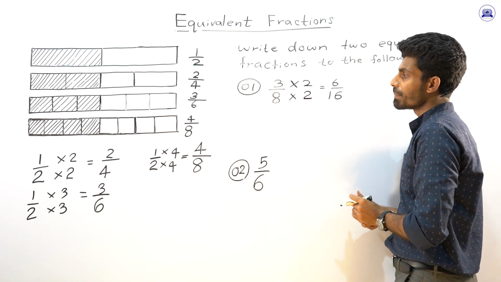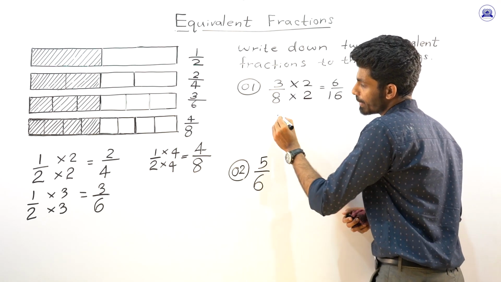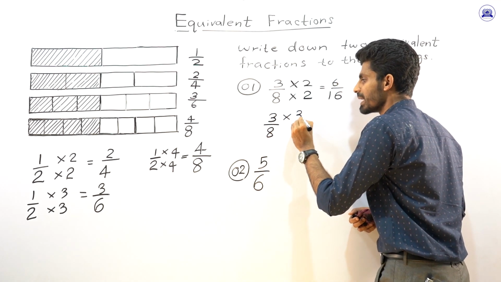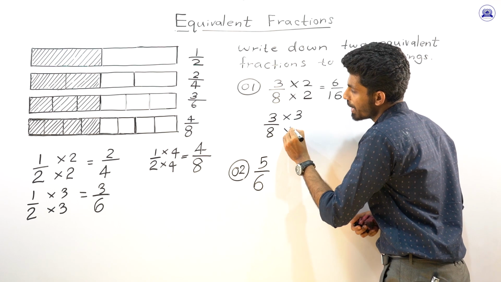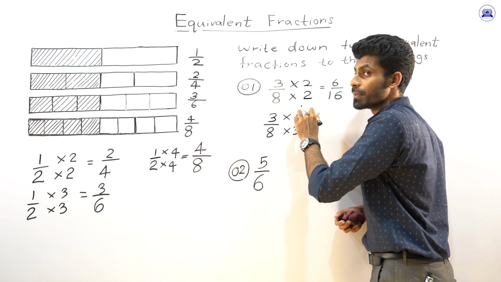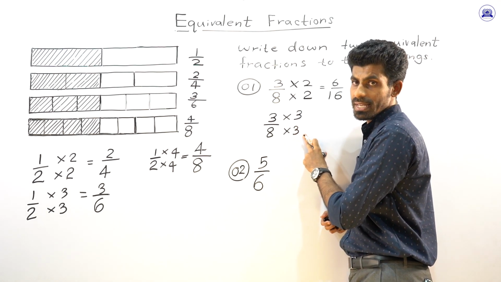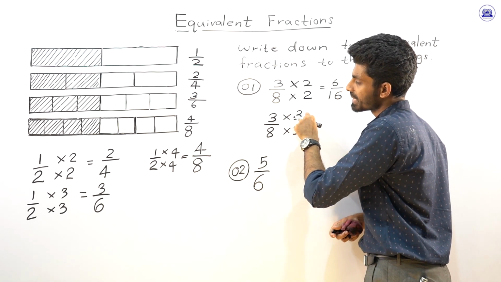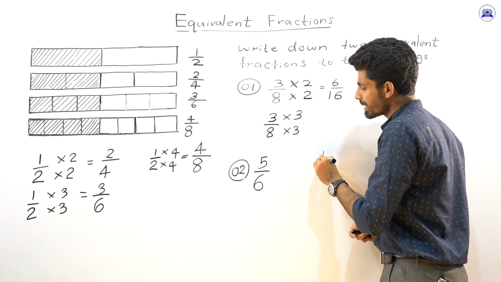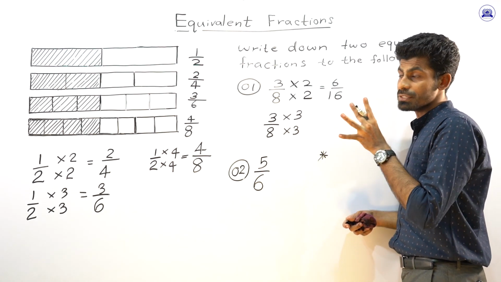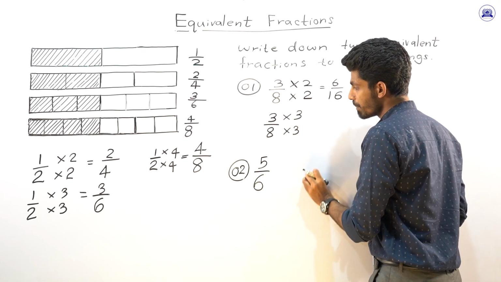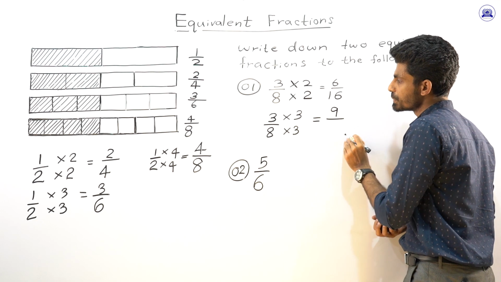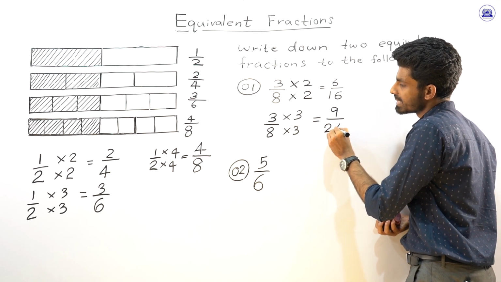Or you can multiply by 3. Shall I take the 3? Look at this one, 3 over 8 into 3. Look here, my dear students. You need to multiply both the numerator and the denominator by 3. You need to use the same number for the numerator and also the denominator. That one is very, very important. Don't use two different numbers. 3 into 3, 9. 8 into 3, then you know the answer, 24.